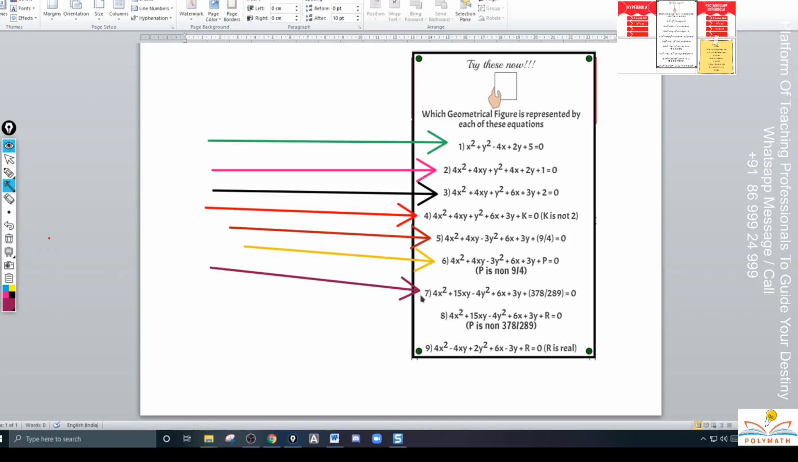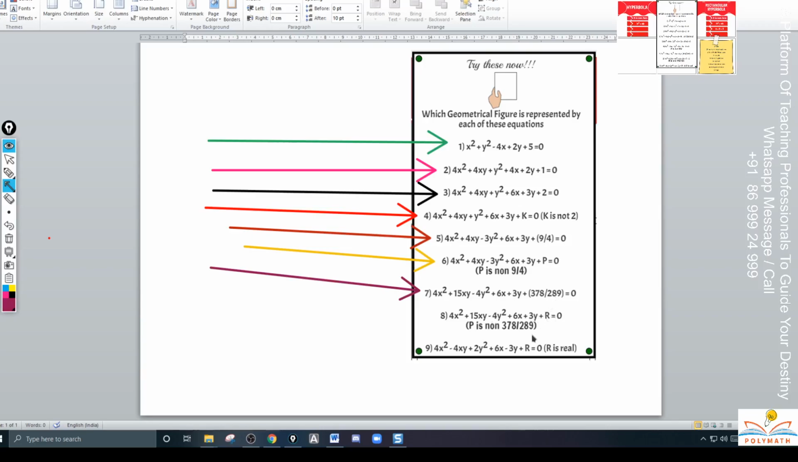Next one: 4x square minus 15xy, and so on. I made some changes to the homogeneous part here such that it can be factorized. It will have rational factors. You can see 6x plus 3y carried as it is, and I adjusted this equation in such a way that it represents a pair of intersecting straight lines only, but the coefficient of x square plus the coefficient of y square equals 0. When the coefficient of x square plus the coefficient of y square, that is 4 minus 4, is 0, it represents a pair of straight lines perpendicular to each other. So, a pair of perpendicular lines. For this also d is 0.